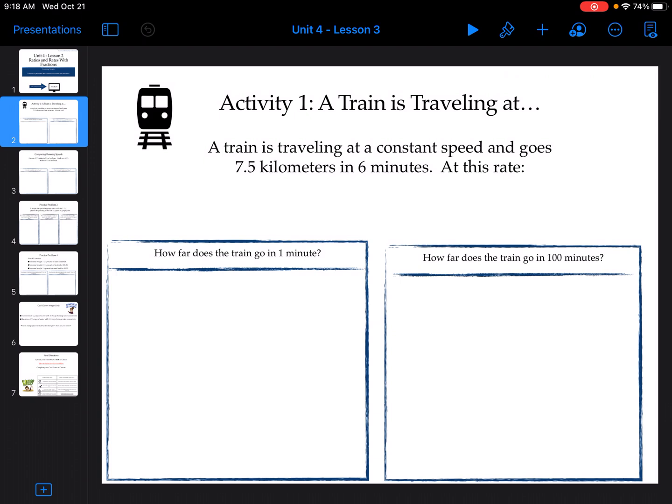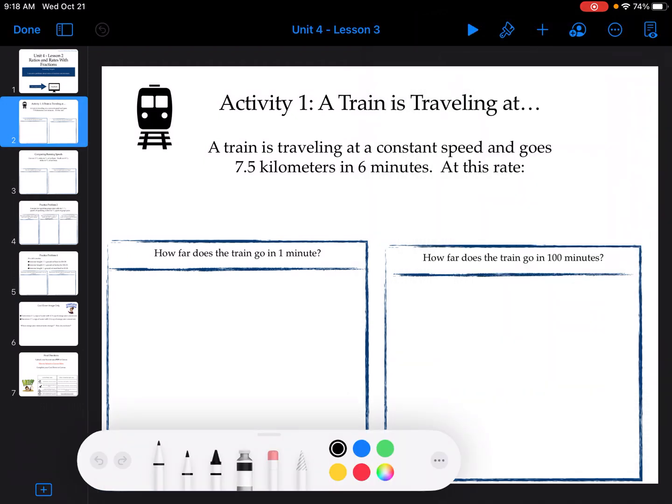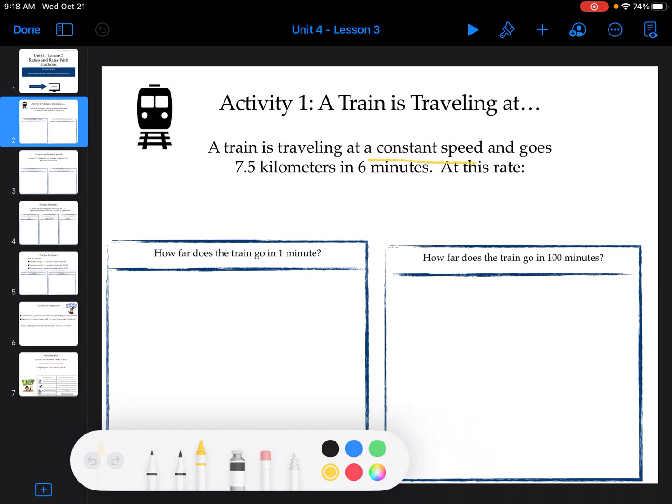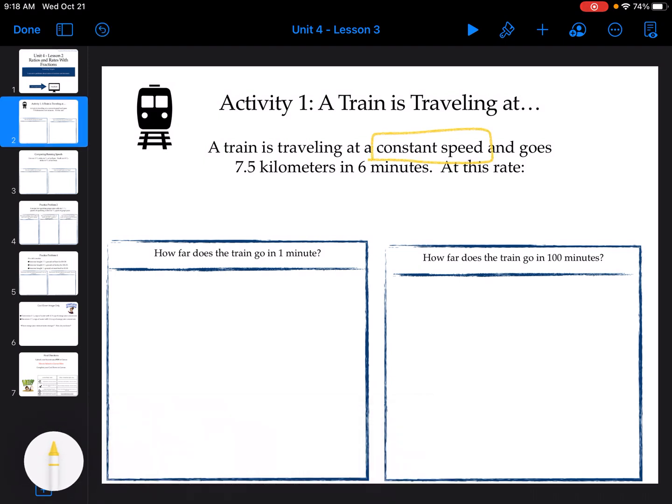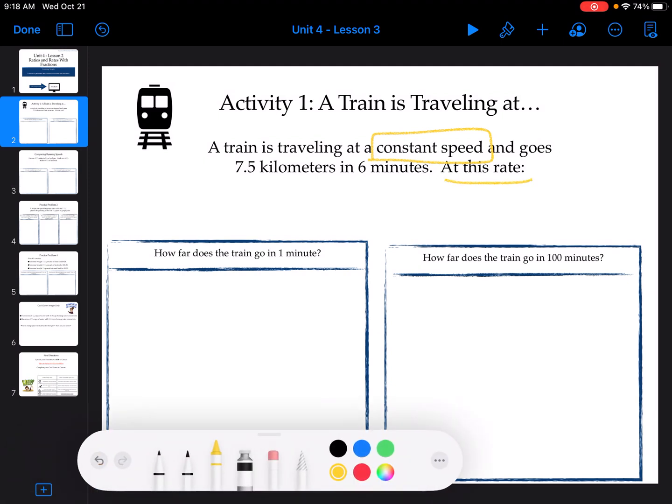A train is traveling at a constant speed. So a constant speed means it's a perfect universe. It's not speeding up or slowing down. It's absolutely perfect. So at a constant speed, it goes 7.5 kilometers in 6 minutes. At this rate, how far does the train go in 1 minute?